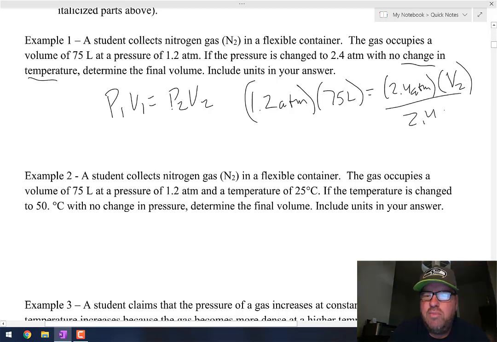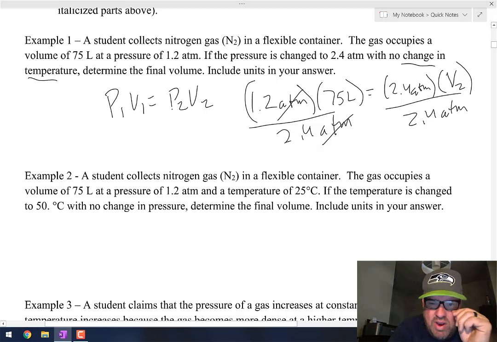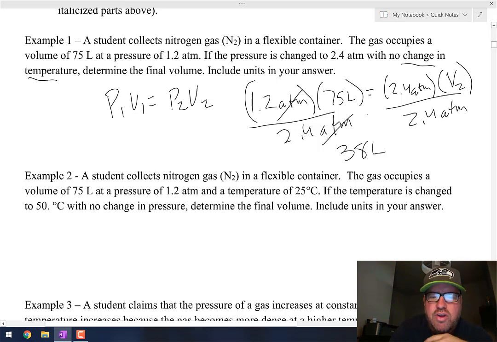I'm going to divide both sides by 2.4 atmospheres. Atmospheres cancel. 1.2 times 75 divided by 2.4 equals 37.5 on a calculator. Every single one of these numbers has two significant figures, so my final answer would be 38 liters.